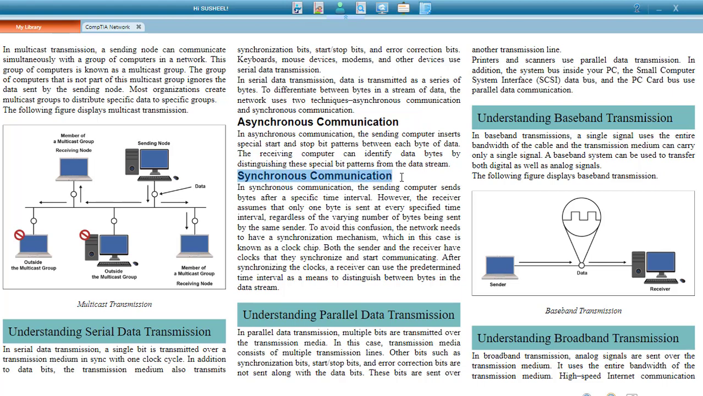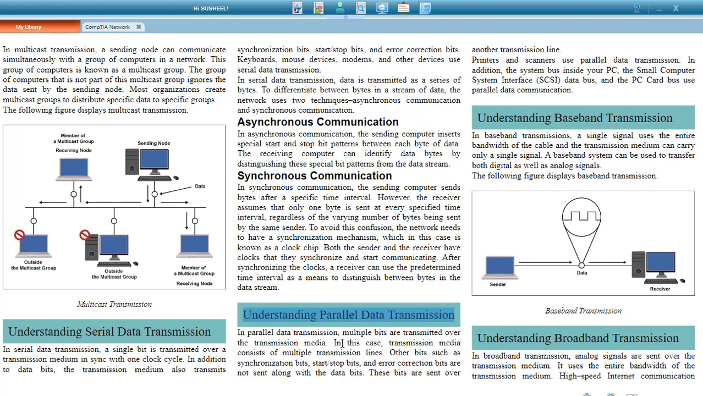In serial data transmission, data is transmitted as a series of bytes. To differentiate between bytes in a stream of data, the network uses two techniques: asynchronous communication and synchronous communication. Asynchronous communication. In asynchronous communication, the sending computer inserts special start and stop bit patterns between each byte of data. The receiving computer can identify data bytes by distinguishing these special bit patterns from the data stream. Synchronous communication. In synchronous communication, the sending computer sends bytes after a specific time interval.